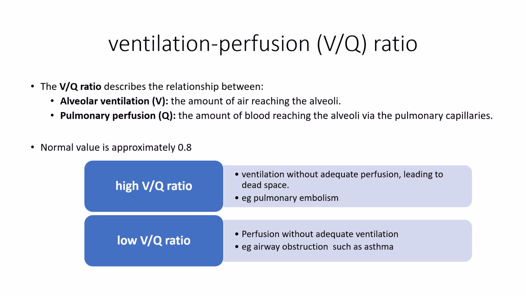A high ventilation-perfusion ratio means that there is ventilation without adequate perfusion, leading to dead space, and this happens in pulmonary embolism. And a low ventilation-perfusion ratio means that there is perfusion without adequate ventilation, and this happens in cases where there is airway obstruction, such as asthma.